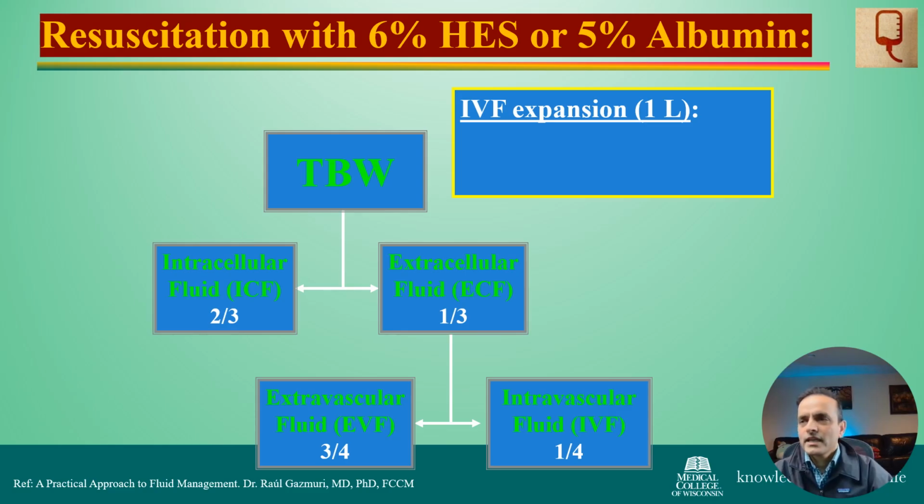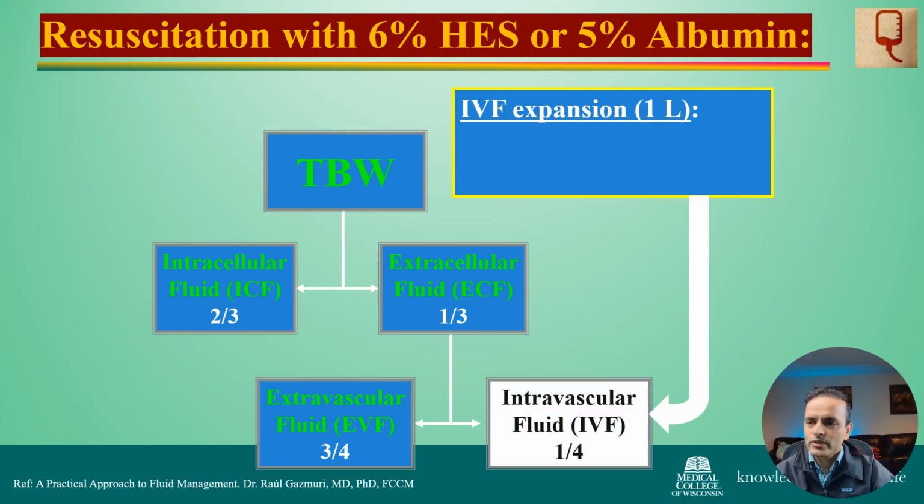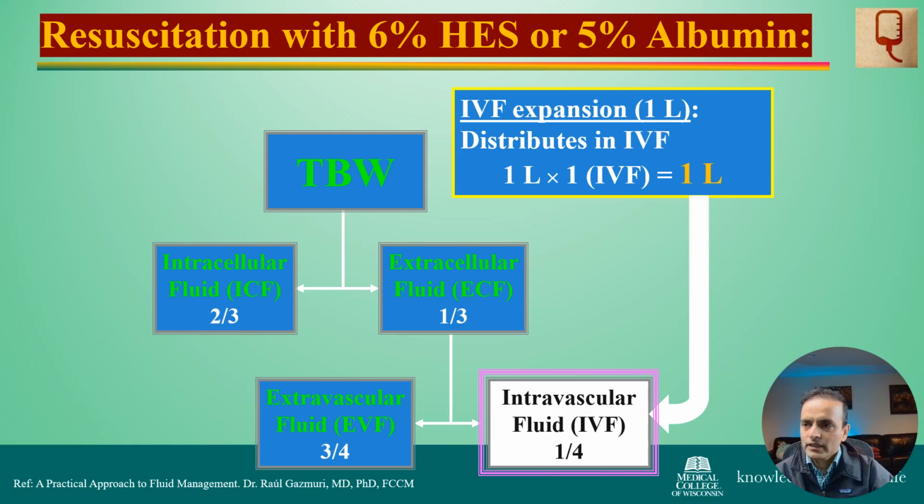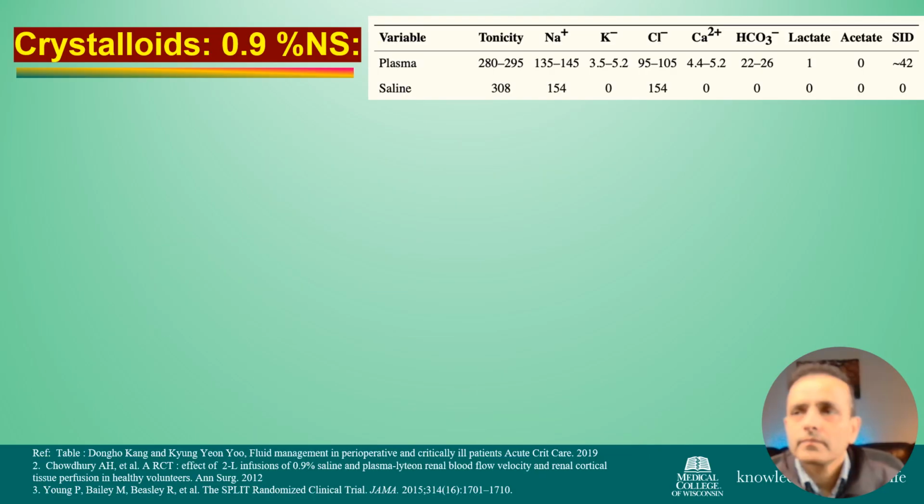So let's see this cartoon to see what is going to happen when you give 1 liter of Hextend or albumin to your patient. So you're giving 1 liter, it goes to the intravascular space. Oh wow, look at this. All of the volume, that is 1 liter, is going to stay inside the vascular space. Let's talk about 0.9% normal saline.